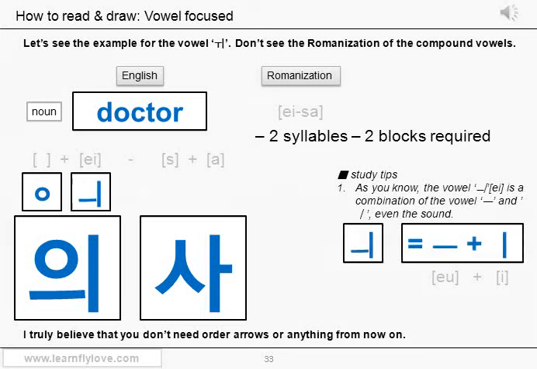It's 으 plus 이. So 의, 의. The consonant doesn't have any sound, therefore this letter is supposed to make the same sound as the vowel does. So it's 으, 이, 의, 의. And the initial consonant of the next letter is 스, like S in English, and the vowel is 아. So it's 스, 사, 사, 의사, 의사, doctor.